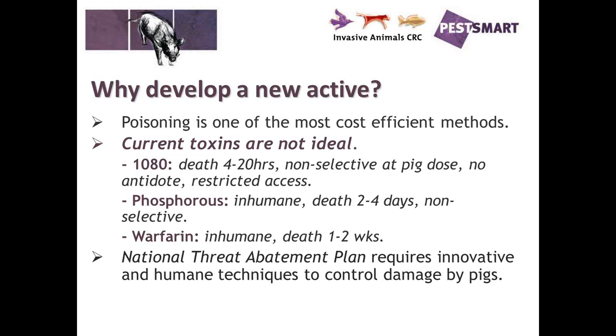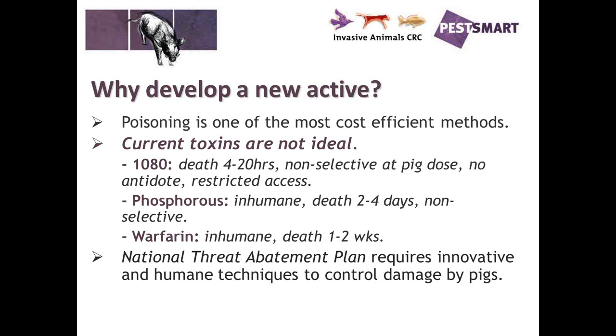So 1080, the death is between 4 and 20 hours, and it's a non-selective toxin at the feral pig dose. Feral pigs require about a 72 milligram dose, which is quite high compared to, say, a fox or a dog bait, which is a fox bait 3 and a pig bait maybe 6. There is no antidote, and it also is restricted access. So it's difficult to get your hands on the toxin unless you have all the right training and qualifications, and you've got to buy that by authorised personnel. So normally government agencies prepare that.